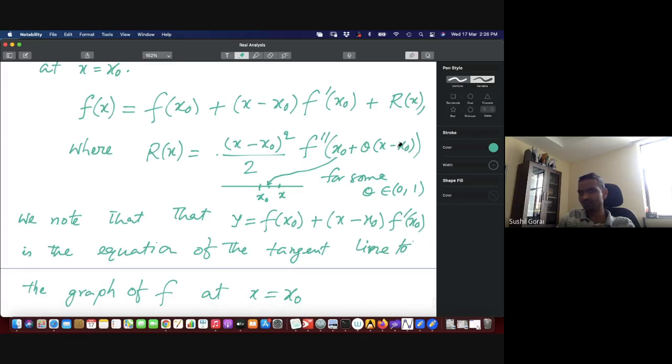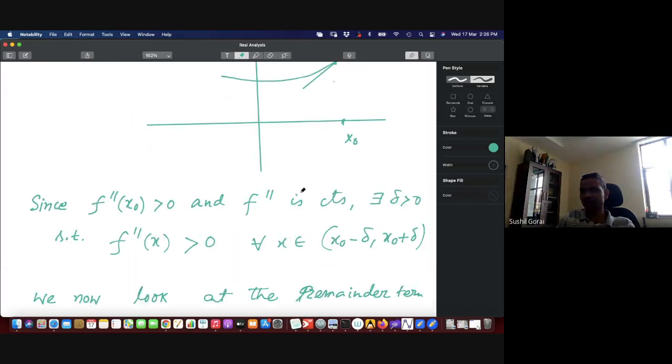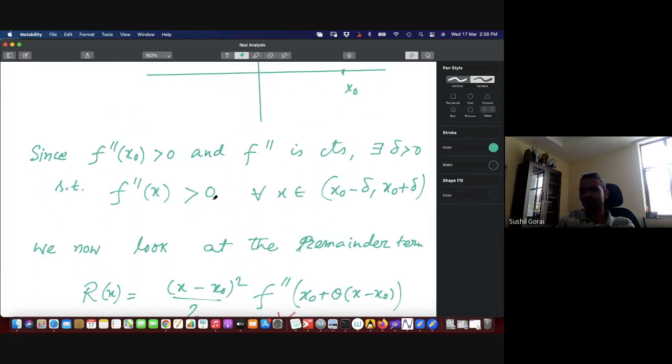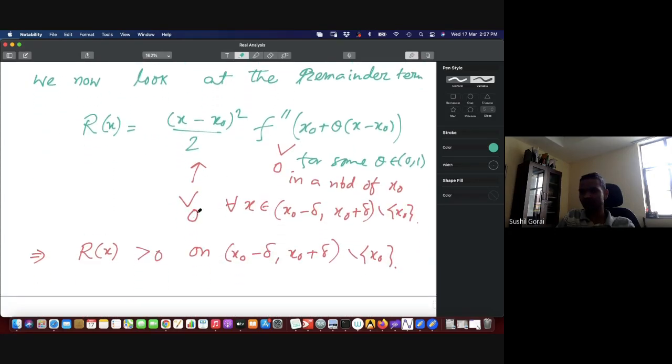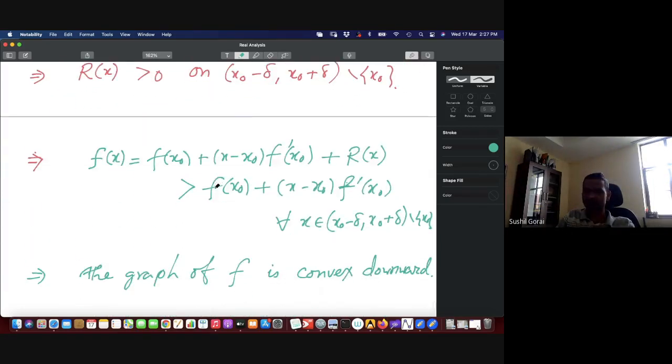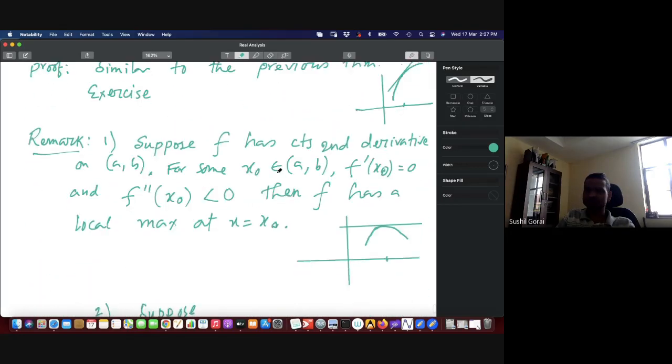This one is greater than zero: x naught plus theta times x minus x naught. If it were just x naught, then one greater than zero at one point would be good enough. Now here we are using the continuity to get this greater than zero. So that gives us all this greater than zero in this case, and of course less than zero will be given by the other case. That is the reason we insisted on a continuous second derivative, but continuity around x naught is good enough.